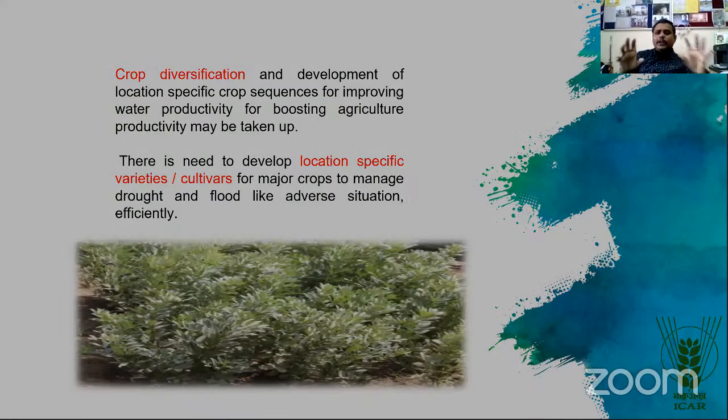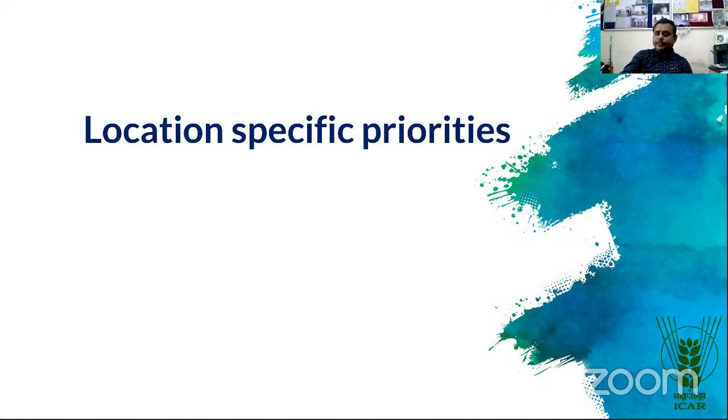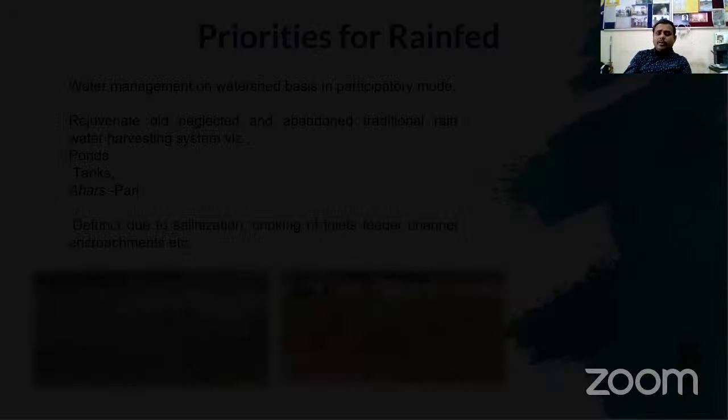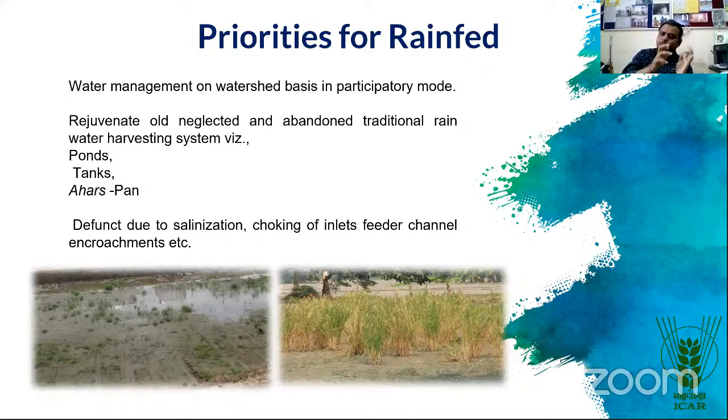There are some location specific priorities for improved agriculture water productivity. We are going to discuss these things right now. What are the priorities for the rain-fed region? Water management in watersheds with a participatory approach is much more important, and the rejuvenation of old, neglected and abandoned traditional rainwater harvesting systems like tanks or hard pans, which were created way back, and now due to sedimentation and encroachment have been blocked and become defunct. So we have to re-energize and rechannelize them for storage of water and recharging of our water system.